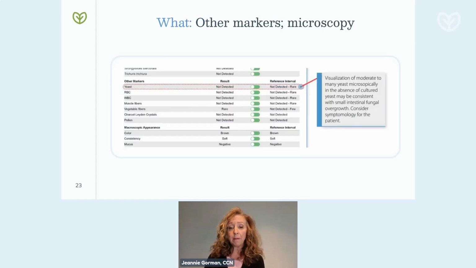Other markers on parasitology include yeast. A dead yeast finding can be helpful with some symptoms. Also white blood cells, red blood cells, Charcot-Leyden crystals related to parasites as well, fibers, etc.